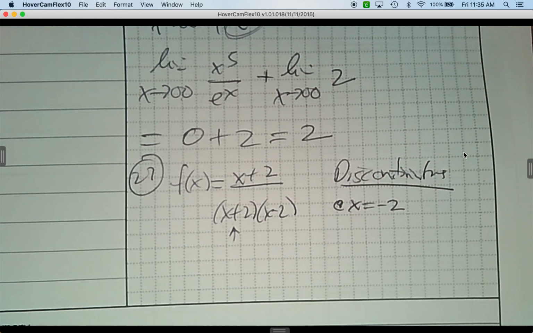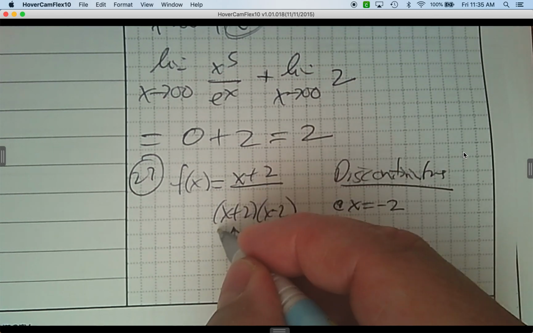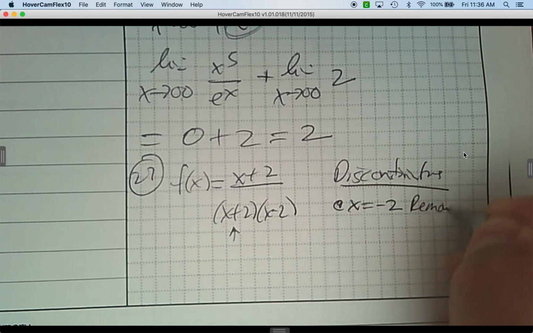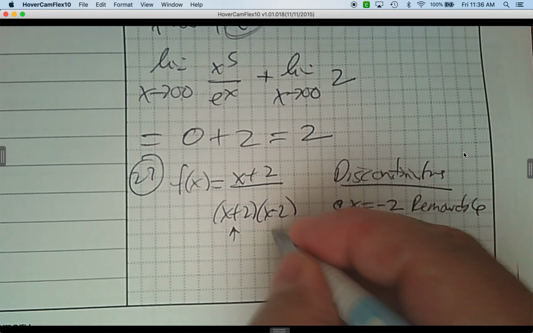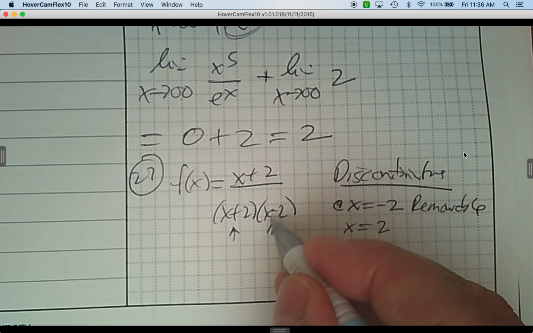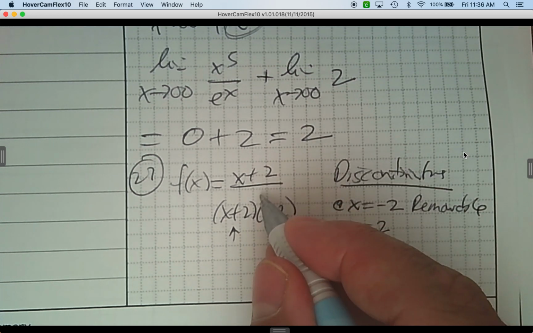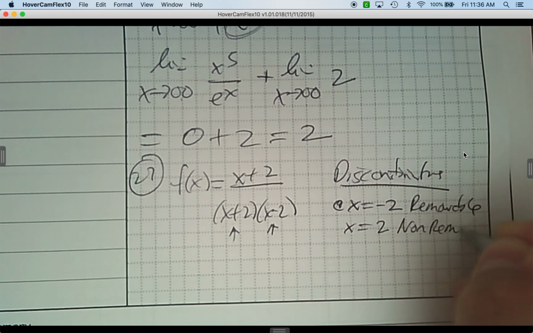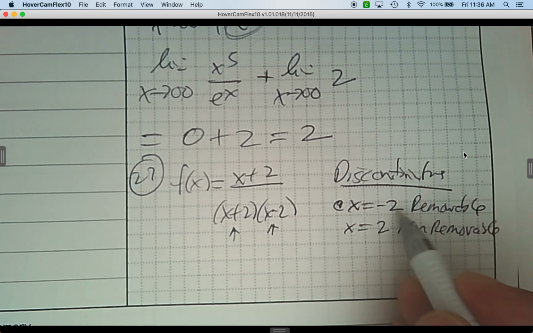Is it removable or non-removable? Can x plus 2 be removed? Yes. There's a hole there. So this is removable. Where's the other discontinuity? At positive 2. Can you remove x subtract 2? No way. It gets left over. So this one is non-removable. It is an asymptote. So negative 2 is a hole.